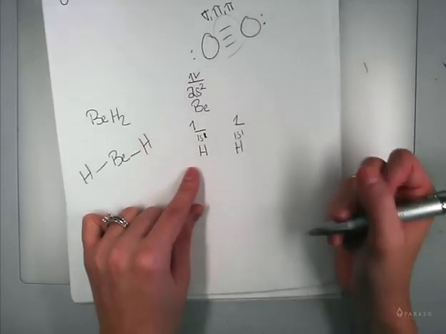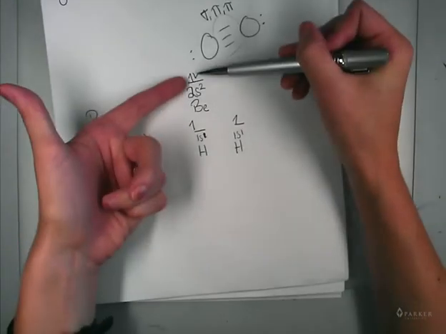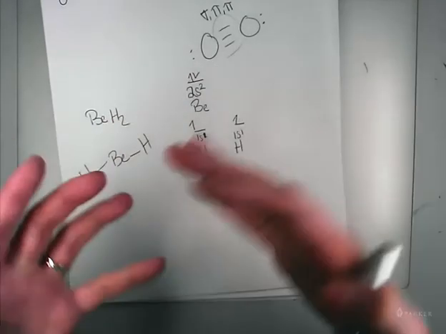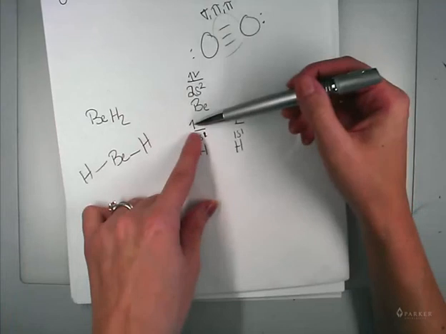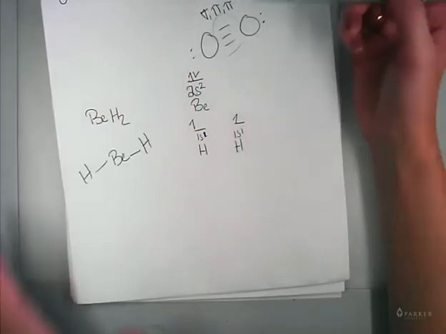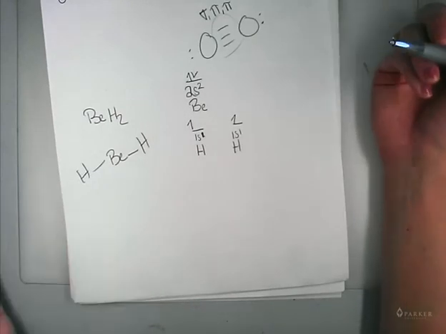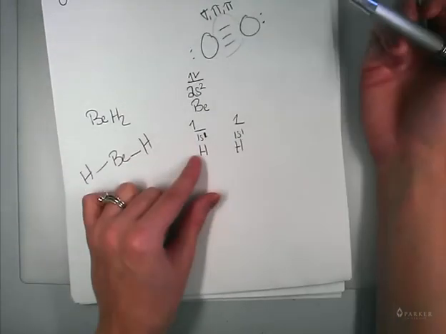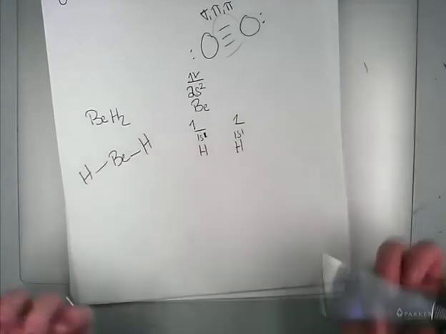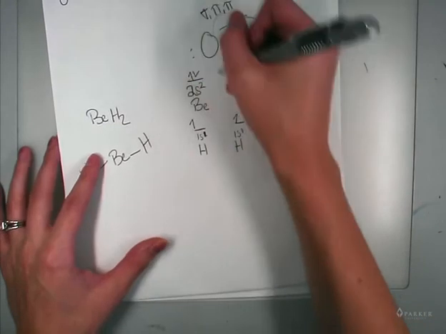Now, how this theory is stated is you want to maximize your unpaired arrows. So the stronger bond means you're going to overlap an unpaired arrow with an unpaired arrow. Now, as shown, does beryllium have any unpaired arrows? No, they're both paired, so they're not going to combine very strongly to the hydrogen. So what you do is you hybridize.